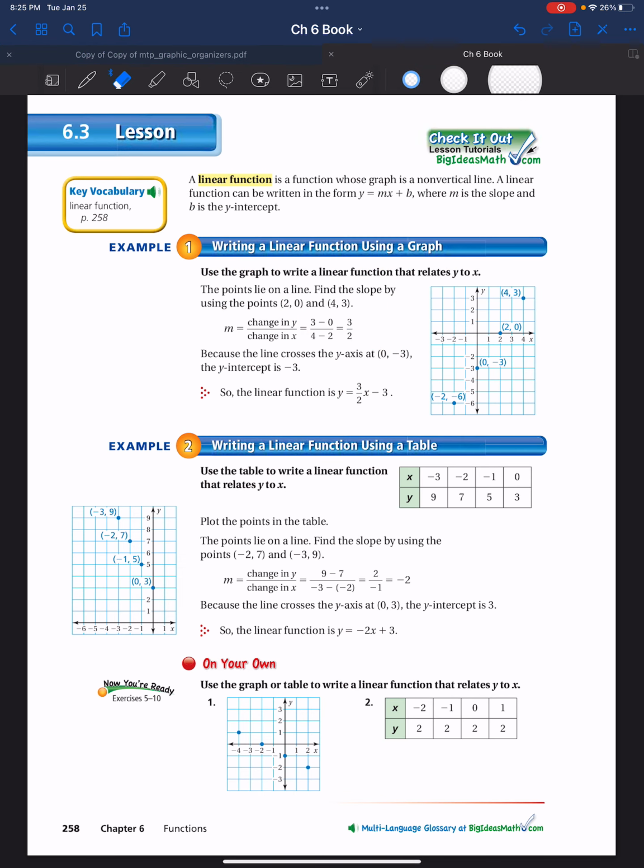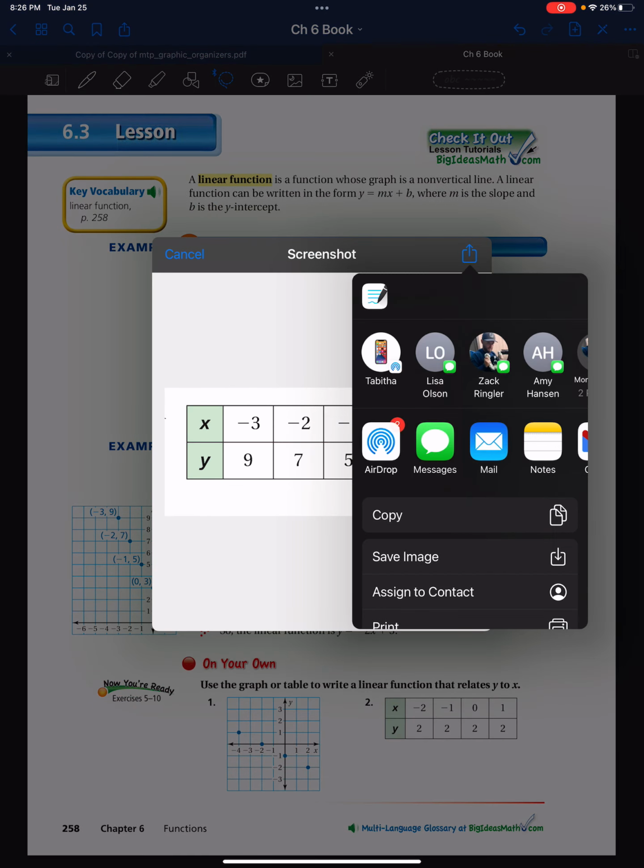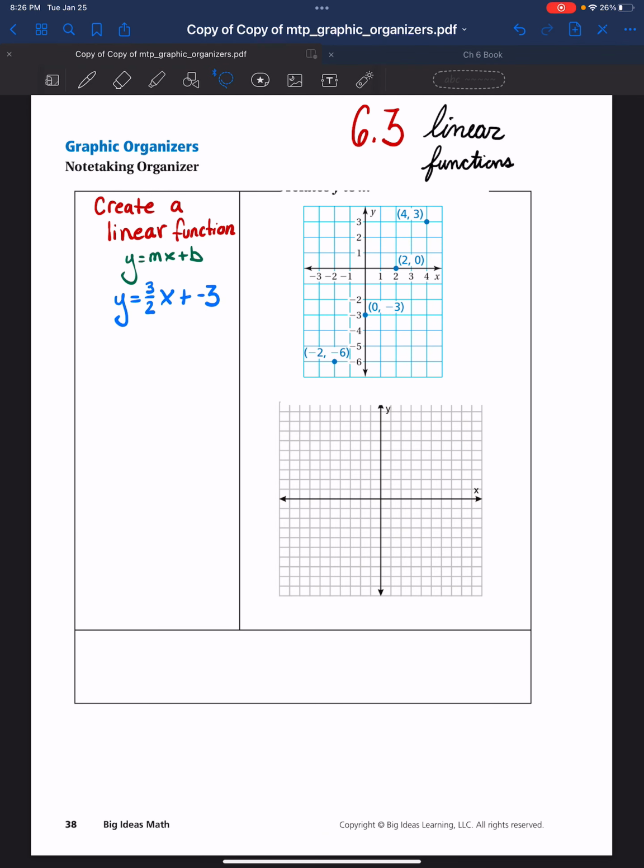All right, back to the book. That's what you're supposed to do if they give you a graph. Now, example 2 says, well, what happens if I give you this table, and now I want you to find me a linear function? All right, so once again, I'm so sorry, children, that I have the ease of doing this and you don't. But I'm going to go ahead and just select that table, take a screenshot, copy it, and then I'm going to pop it in over here.